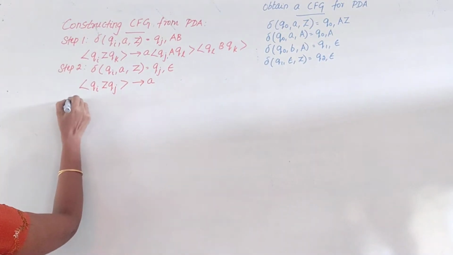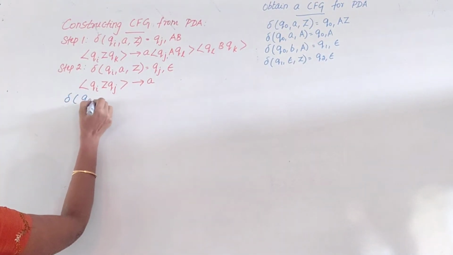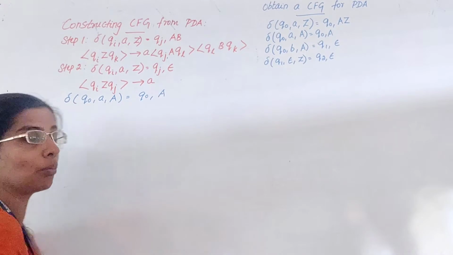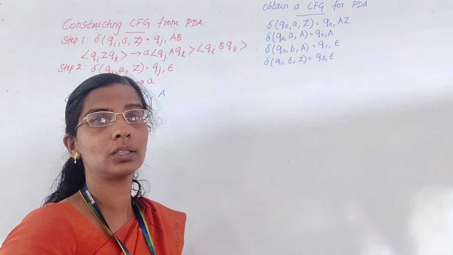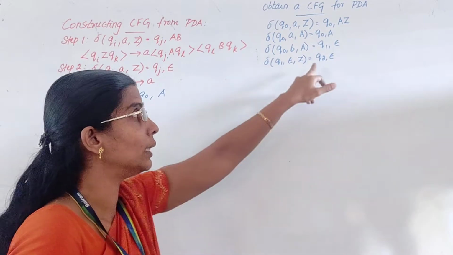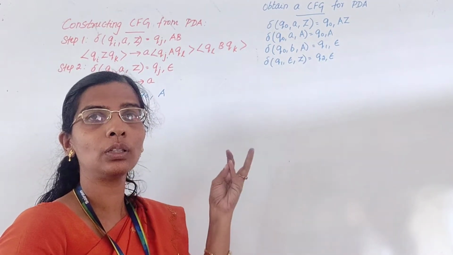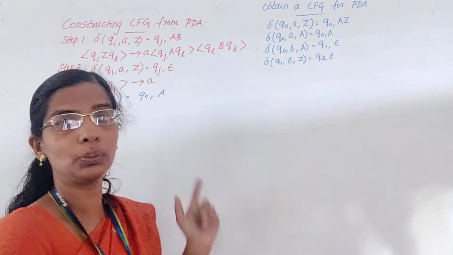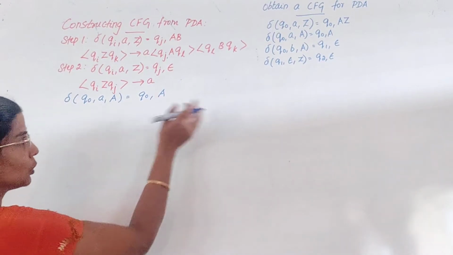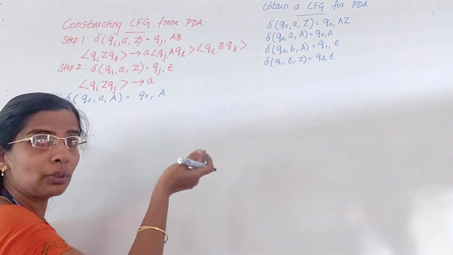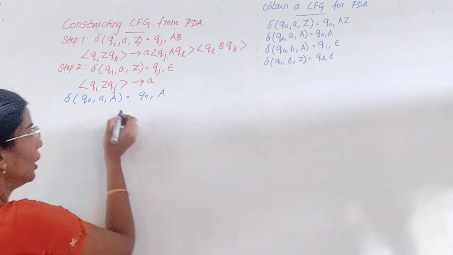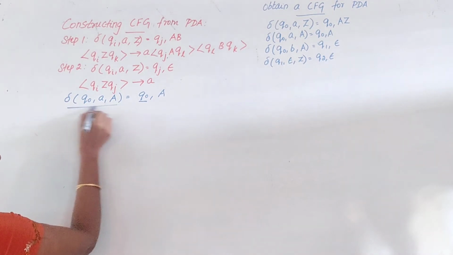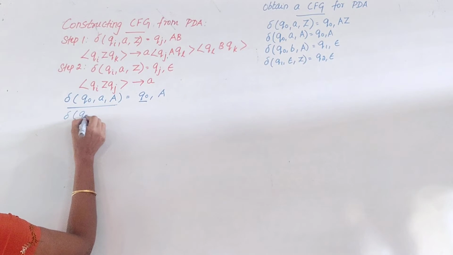So write the transition delta of Q naught A equal to Q naught comma A. You can check this complete PDA transition. Totally how many transitions are there? Till Q2 I have: Q0, Q1 and Q2. As I told, you have to pop the top of your stack. So we are in Q0, write this Q naught A.